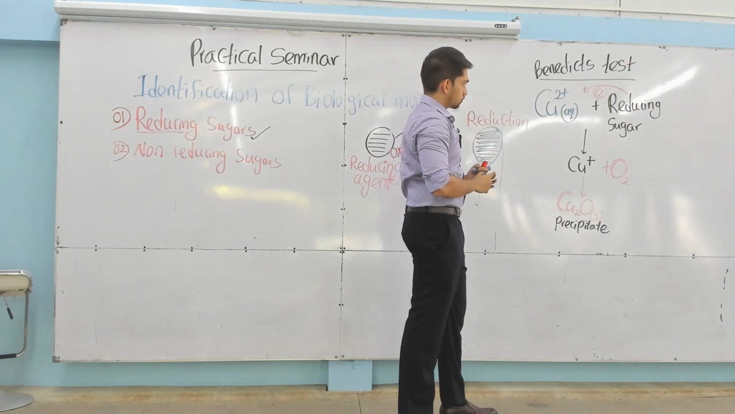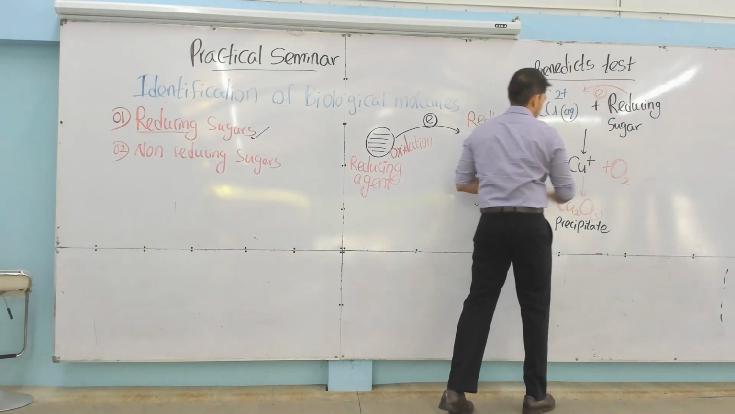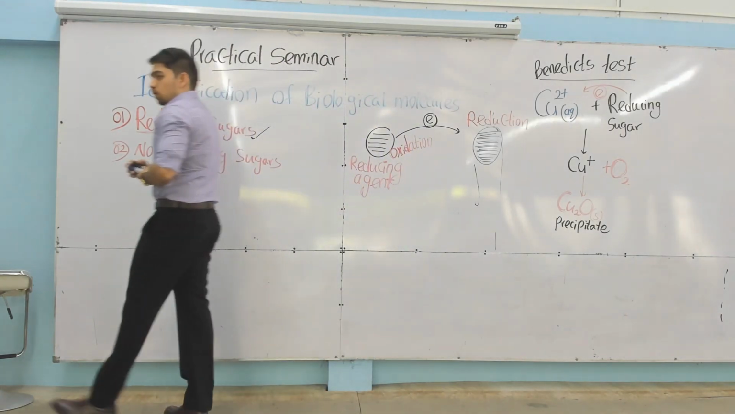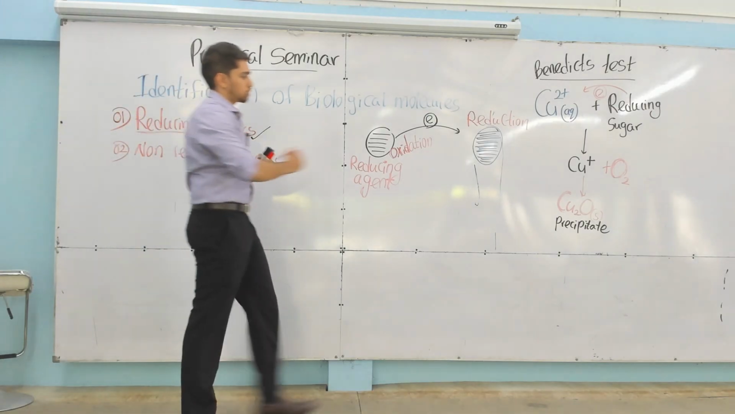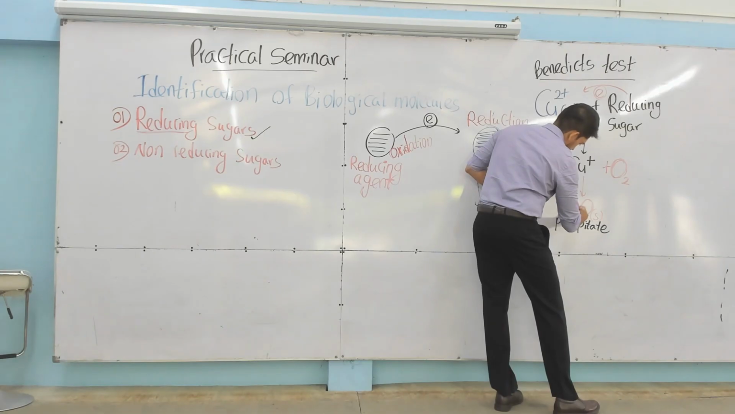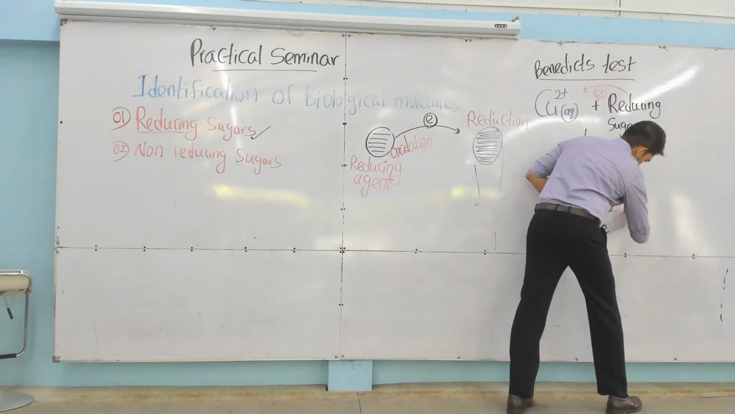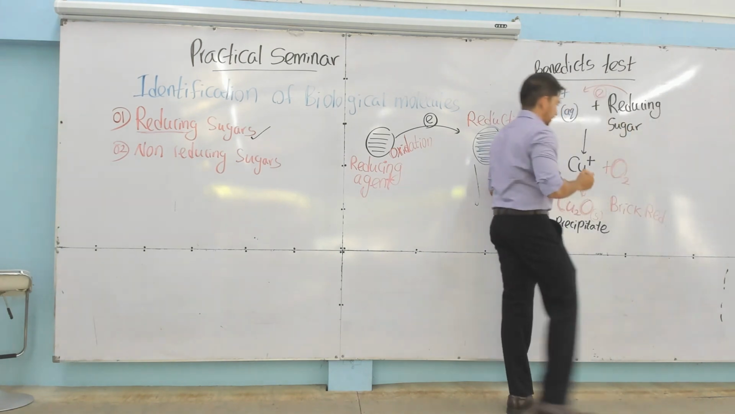Okay, then the reducing sugar is going to give an electron that is going to reduce the copper 2 plus into copper plus. That copper plus is going to react with oxygen to produce this precipitate, which we call as having a brick red color. Okay, brick red color.